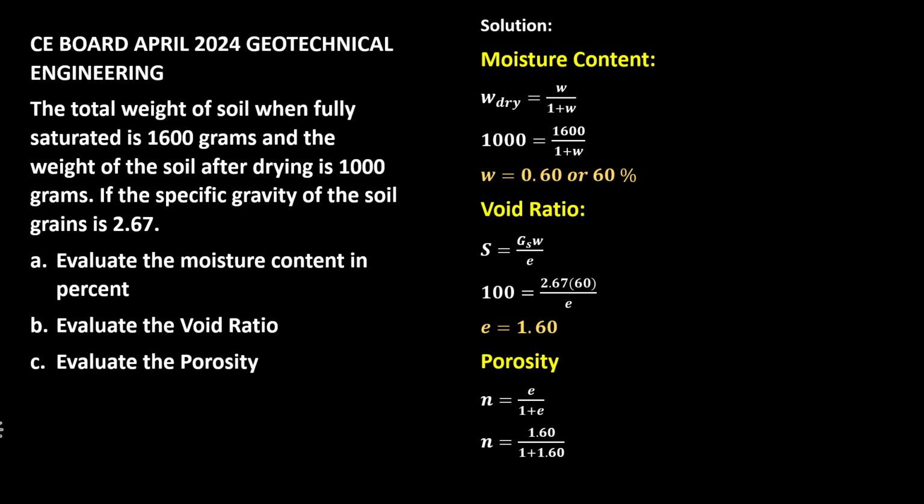Since we already have the value for void ratio, which is equal to 1.60, our equation now will become n equals 1.60 over 1 plus 1.60. Finally, the value of our porosity is equal to 0.6154 or 61.54%.